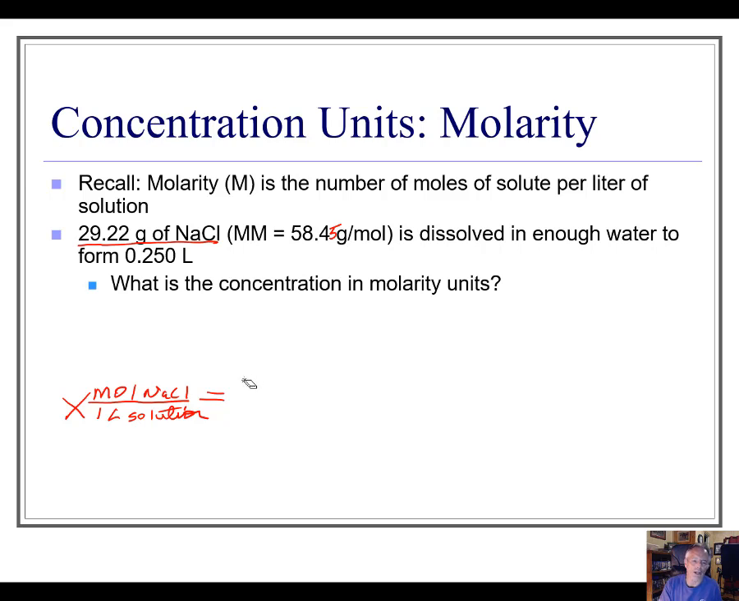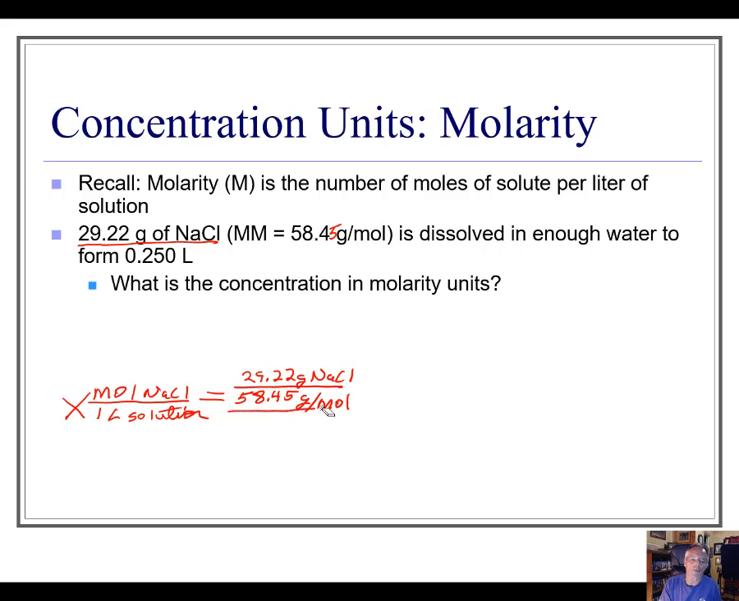So I've got 29.22 grams of sodium chloride. How do you convert grams to moles? You divide by the molar mass, which you compute off the periodic table. So this is 58.45 grams for every 1 mole of sodium chloride.